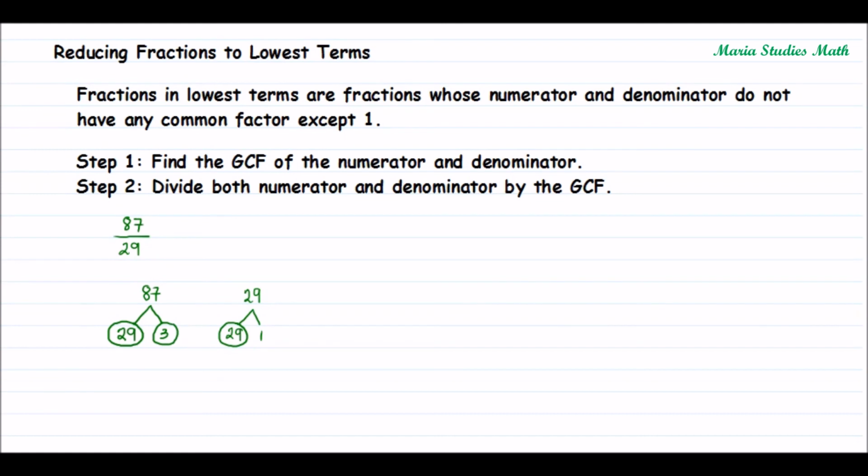For us to find the greatest common factor between the two, that would obviously be 29. From there, we can divide both. Step 2, divide both numerator and denominator by the GCF. If we divide both numerator and denominator by 29, we get 3 over 1. 3 divided by 1 is equal to 3. So our final answer is 3. The lowest terms of 87 over 29 is 3.